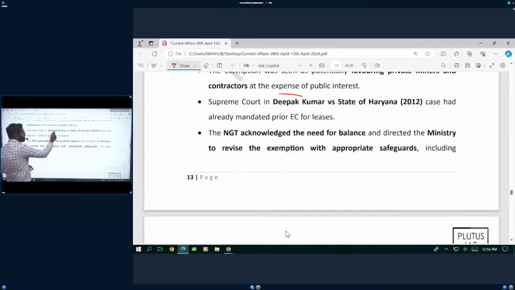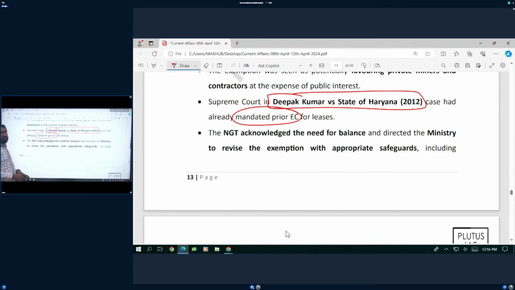Supreme Court ने already बोल दिया था in Deepak Kumar versus State of Haryana case 2012 में. It was before the regulation. Supreme Court has clearly said that you mandatorily require environment clearance. Supreme Court बोल चुका है. देखिए law क्या है.